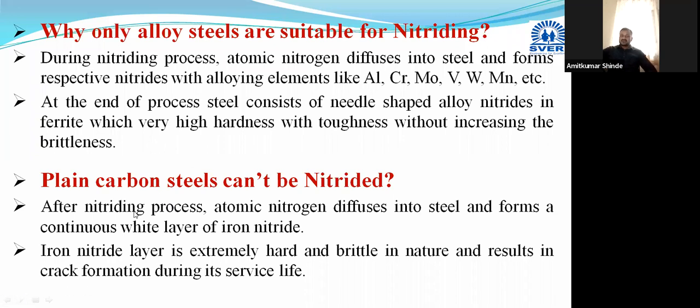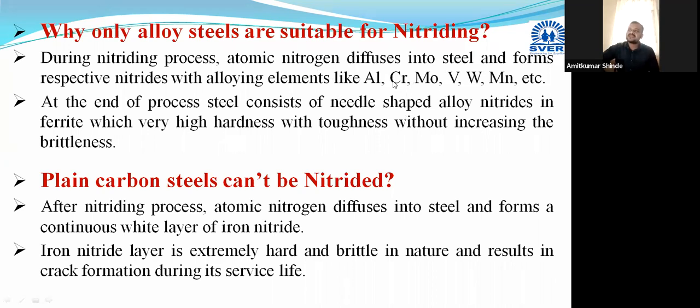But hence we cannot do the nitriding of plain carbon steels, but we can do the nitriding of alloy steels. Why is it possible? When the nitriding process occurs, atomic nitrogen diffuses into the alloy steel. Then that diffused atomic nitrogen combines with the alloying elements like aluminium, chromium, molybdenum, vanadium, tungsten, manganese. Different alloying elements are there. That diffused atomic nitrogen combines with the other alloying elements and forms their respective nitrides.